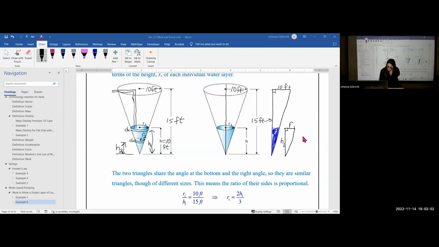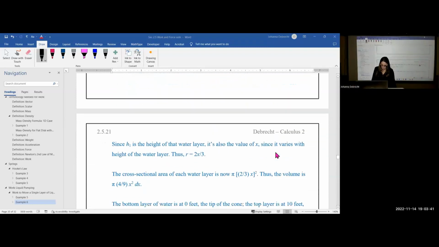Now I said there's more than one way to set these up. You could also write R1 divided by 10 feet, where you put both of the radii together, has to be proportional to, well, I started with the smaller one on top, so I need the smaller height on top. So this would be H1 over 15 feet. And if you cross multiply and work that out, you're going to get exactly the same thing because it's essentially the same proportion, just in a different format. So hopefully this makes sense to you, how we use similar triangles to get a relationship between the sides.